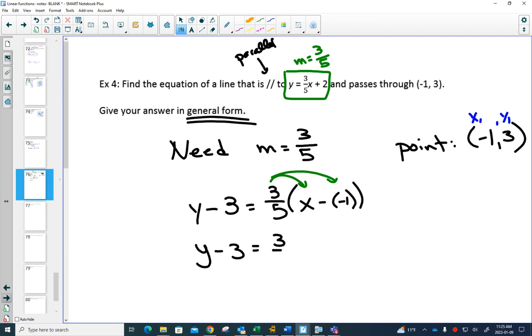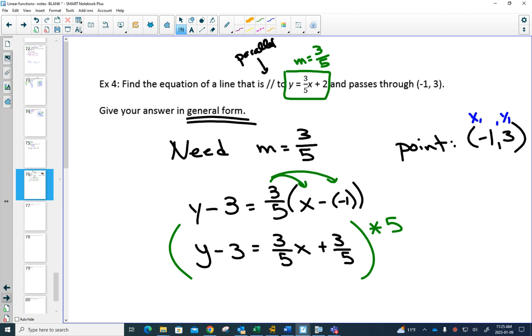3/5 times x will be 3/5 x. 3/5 times x plus 1 will be plus 3/5. I have fractions. I'm going to take this whole thing and multiply the whole thing by 5 to get rid of the fractions.